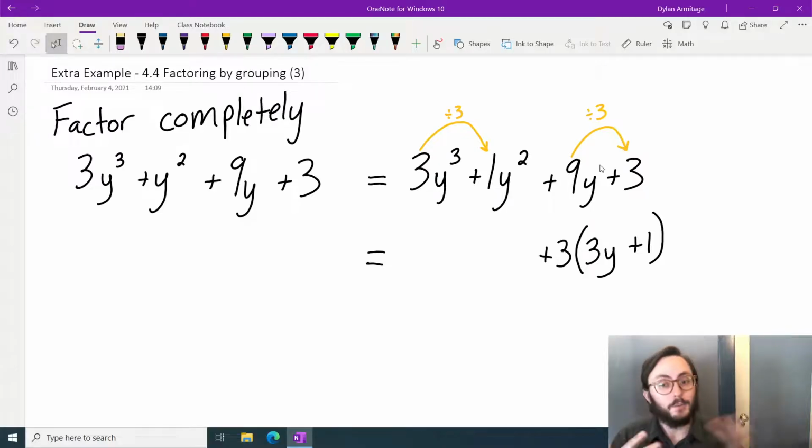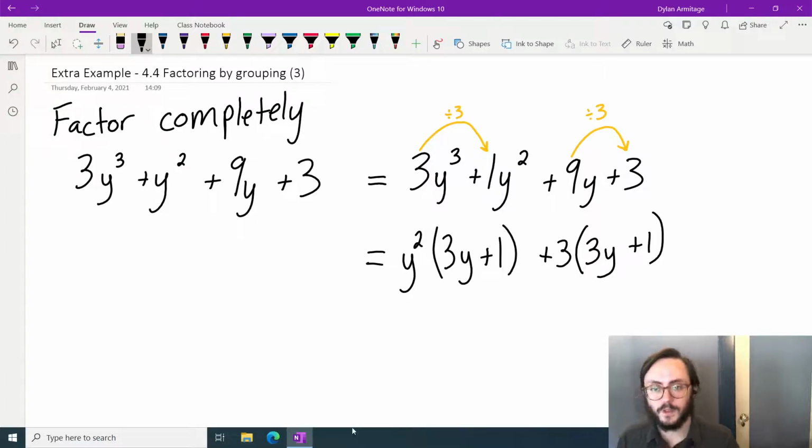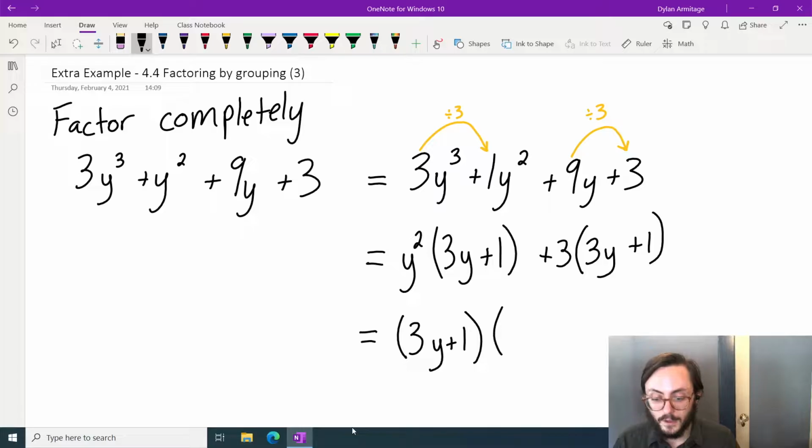Now you probably have seen by now that on the left-hand side, the 3y to the third plus 1y to the second, we can get to look like 3y plus 1 by factoring out the y squared. That's 3y plus 1. Now we can factor out that 3y plus 1 and we are left with y squared plus 3.